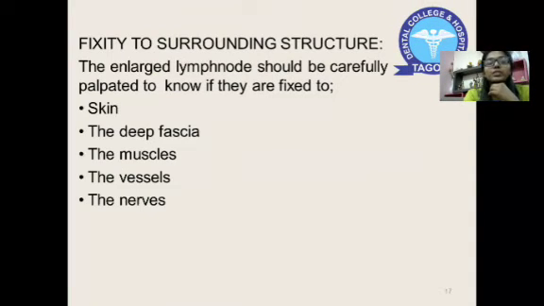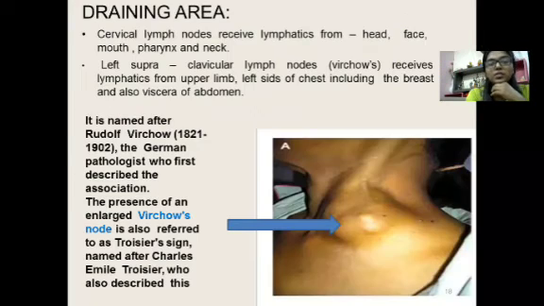And then moving on to the fixity of the surrounding structures or underlying structure of the lymph node. So the enlarged lymph node should be carefully palpated to know if it is fixed to the skin, deeper fascia, muscles, vessels, or the nerves.